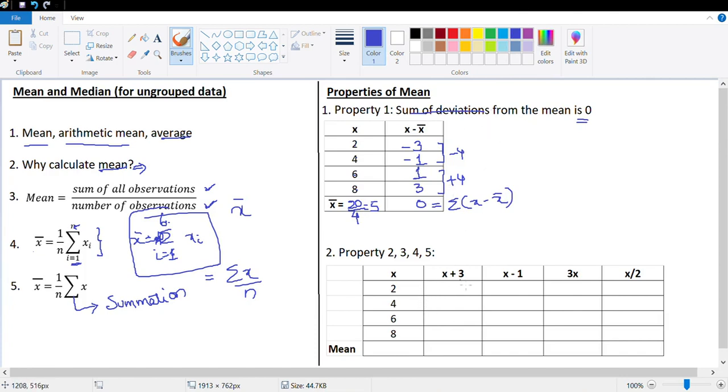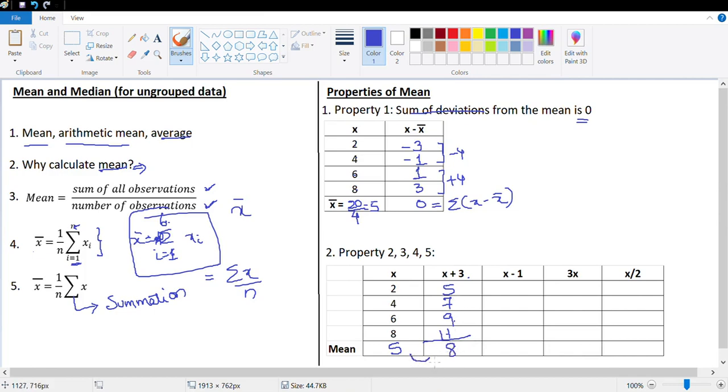If I were to add 3 to all the observations, so instead of 2, I will write 2 plus 3, which is 5. The mean of this data, 2, 4, 6, 8, we already calculated was 5. If I add 3 to all the data points, this will be 7, 6 plus 3, 9, 8 plus 3, 11. If I add this, 11 plus 9, 20, 20 plus 7, 27, 27 plus 5, 32. 32 divided by 4, 8.